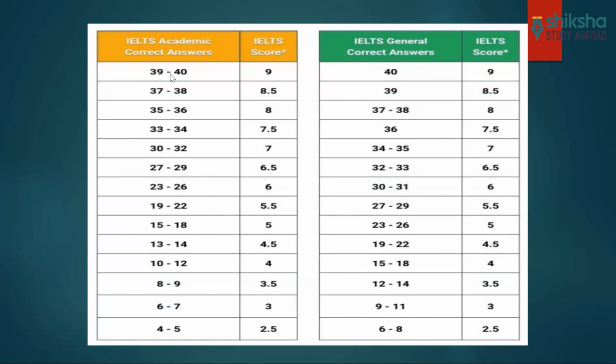So you can see here 39 to 40 is 9, whereas only 40 is 9 for general training. So you can see there is a lighter weightage on the academic part, whereas general training candidates do get a fair amount of marking scheme. Okay, so you can say that academic marking is a little bit tougher as compared to general training.